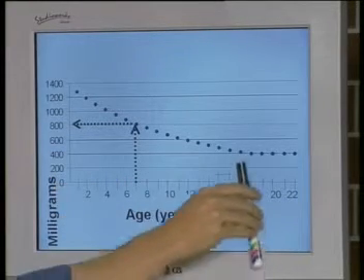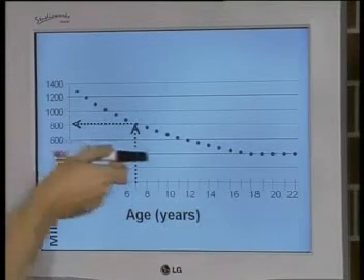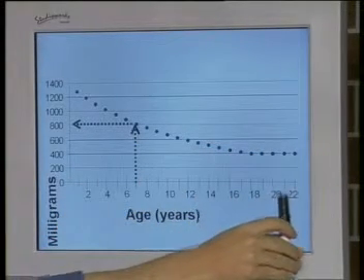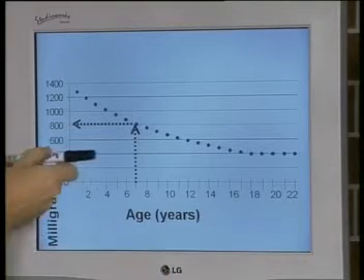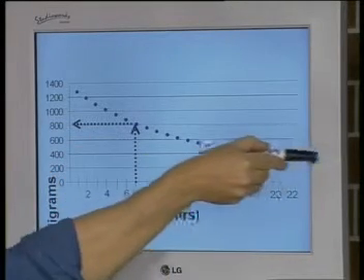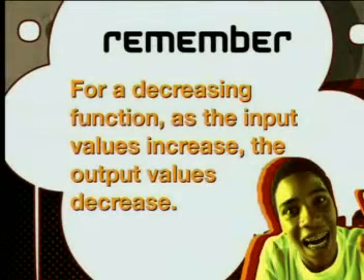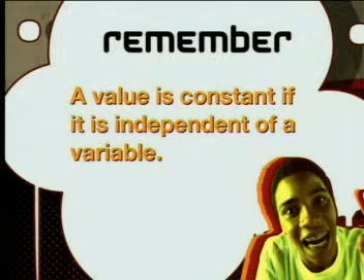From the age of 18, however, we can see that the function is constant. In other words, if you are 18 or 22 or even 72, you need the same number of milligrams of vitamin AA. You need to learn the following. For a decreasing function, as the input values increase, the output values decrease. A value that does not change is constant.